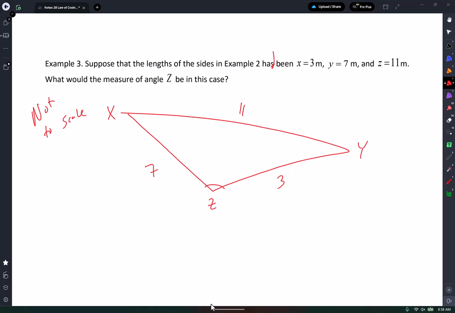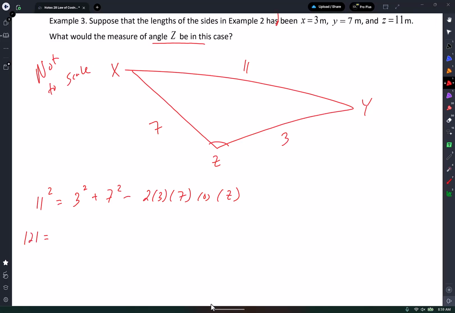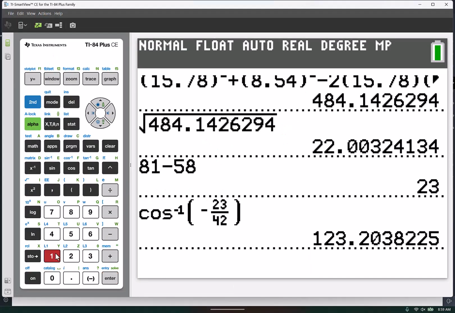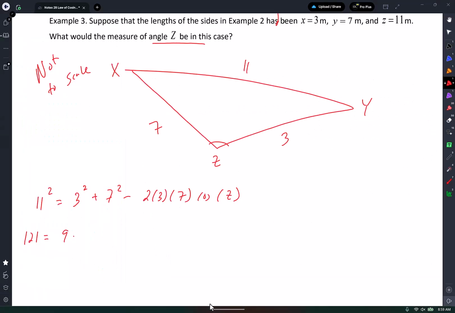Now we're just going to do the same thing again, because they want to know the measure of angle Z, right? So I'm going to write 11 squared equals 3 squared plus 7 squared minus 2 times 3 times 7 cosine of Z. 11 squared, I believe, is 121. But if you're not sure, just type in 11 squared. I'm not trying to insult you guys, just letting you know you have a calculator. And then 3 squared is still 9. 7 squared is still 49. And then 2 times 3 is 6, and 6 times 7 is 42.